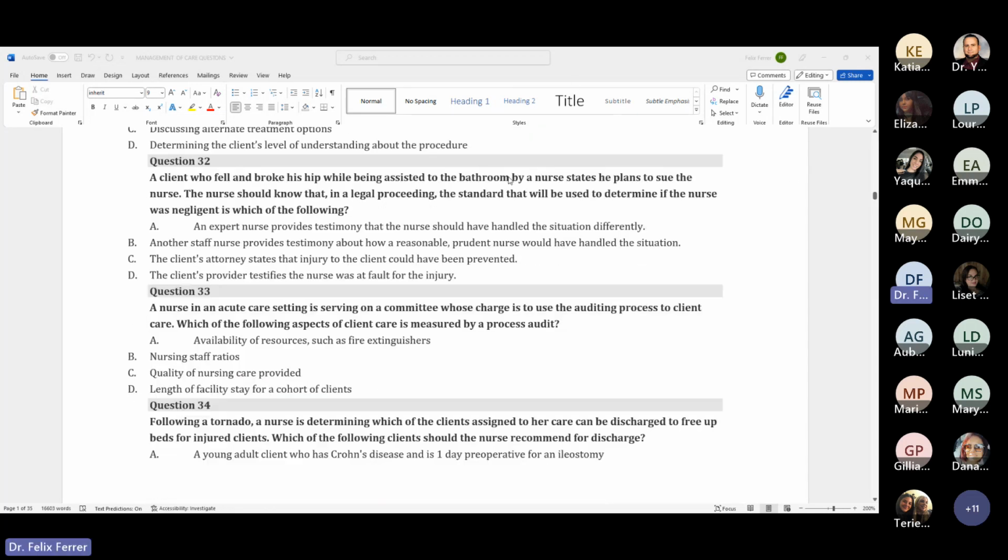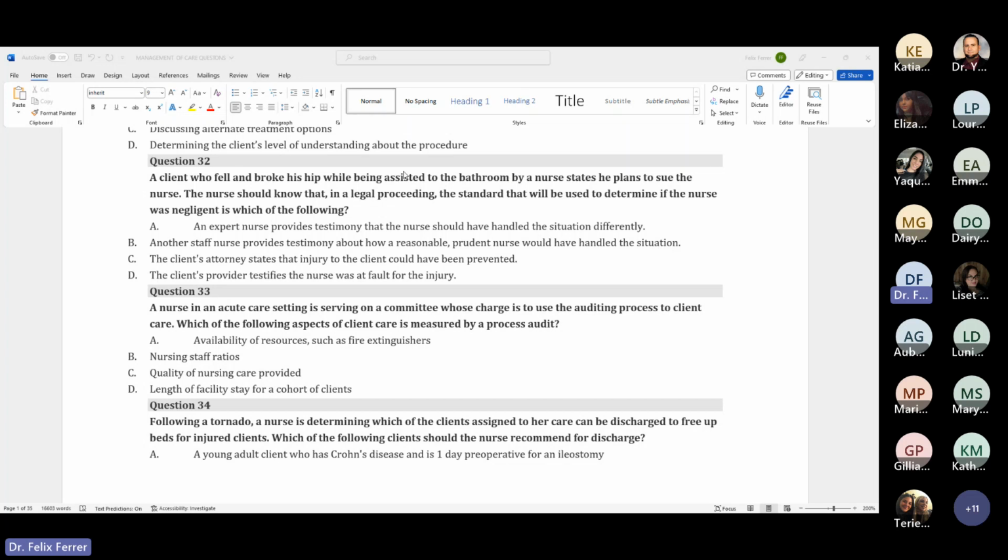A client who fell and broke his hip while being assisted to the bathroom states he plans to sue the nurse. The nurse should know that in a legal proceeding, the standard that will be used to determine if the nurse was negligent is which of the following? B, another staff nurse provides testimony about how a reasonable prudent nurse would handle the situation, I think.